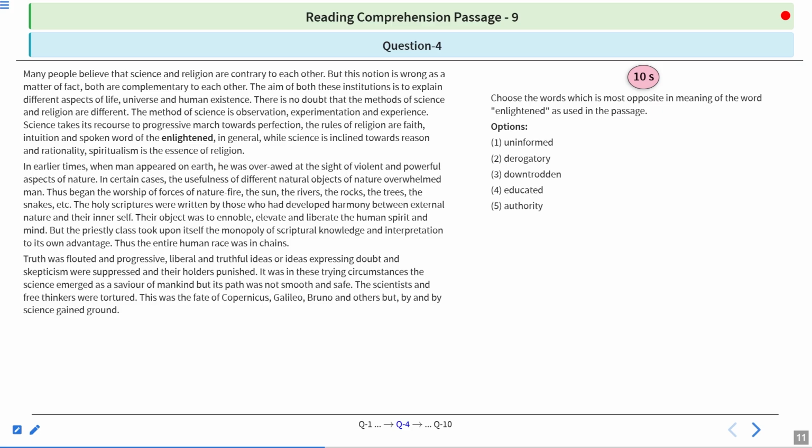The next question is choose the word which is the most opposite in meaning of the word enlightened as used in the passage. Options are: uninformed, derogatory, downtrodden, educated, and authority. You have 10 seconds to answer.